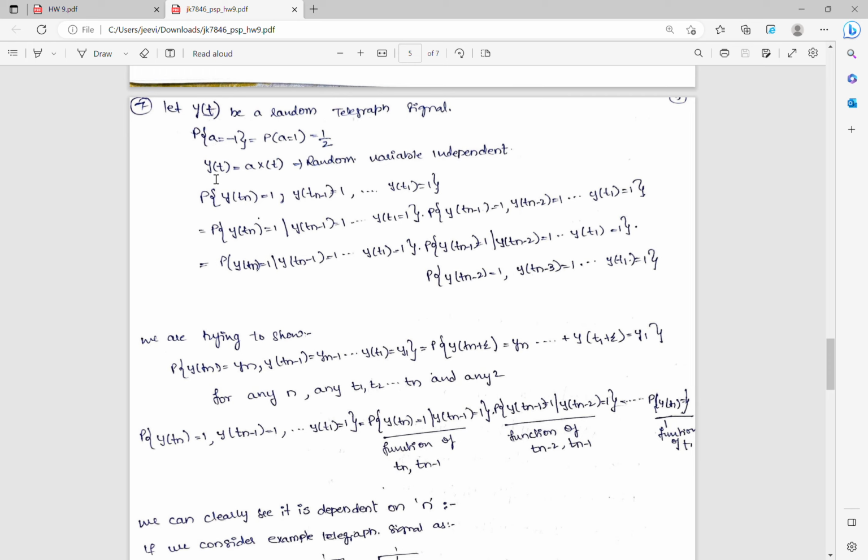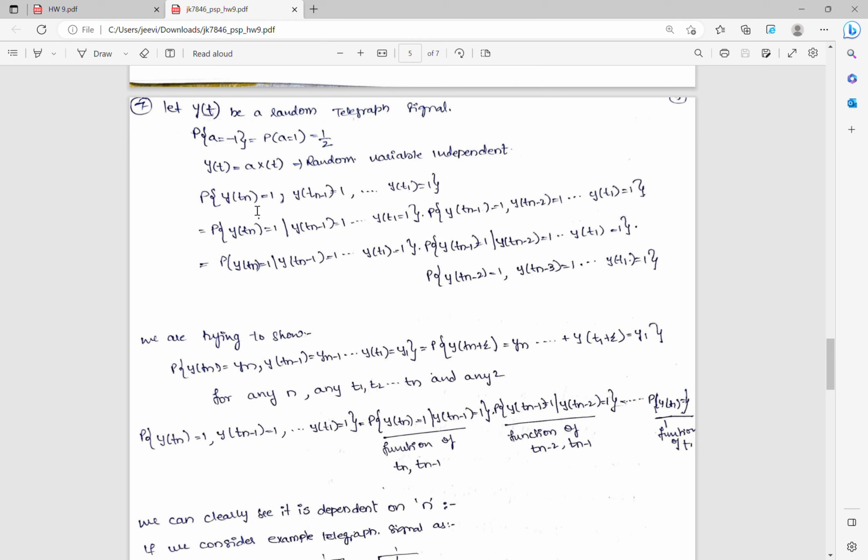Now we can expand y of t as a joint probability function: the probability of y of tn equal to 1, y of tn minus 1 equal to 1, and so on till y of t1 equal to 1. This joint probability can be represented as the conditional probability times the probability of the condition.